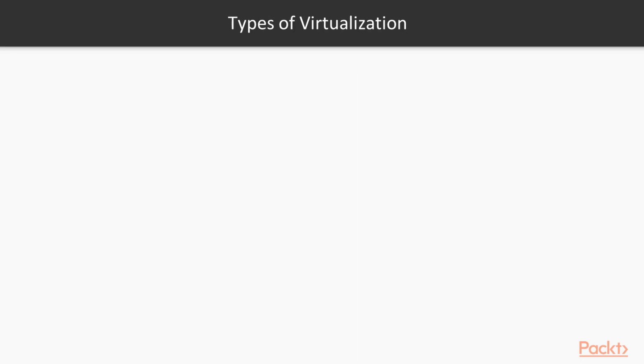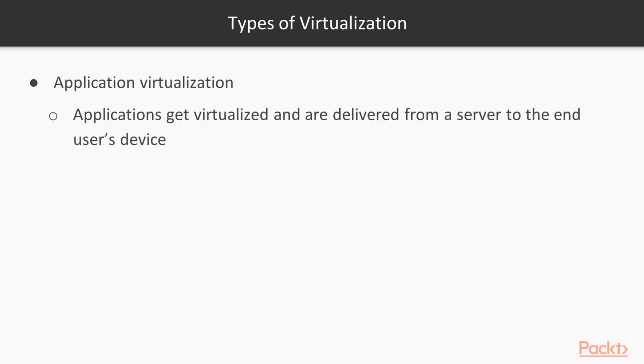There are multiple types of virtualization. The first one is application virtualization. In this virtualization, applications get virtualized and are delivered from a server to the end user device, such as laptops, smartphones, and tablets. So instead of logging into their computers at work, users will be able to gain access to the application from virtually anywhere, provided an internet connection is available. This type of virtualization is particularly popular for businesses that require the use of their applications on the go.